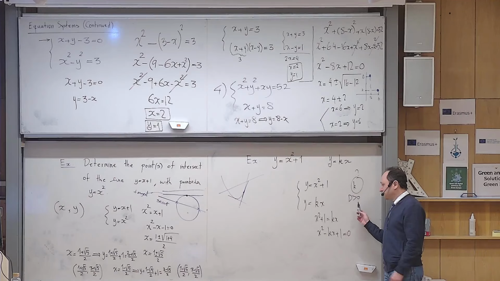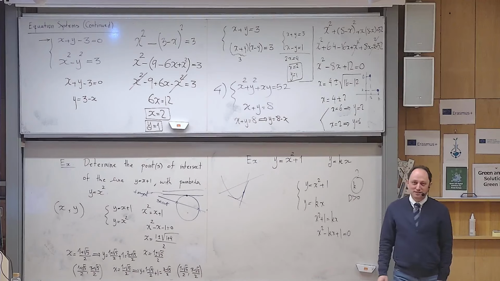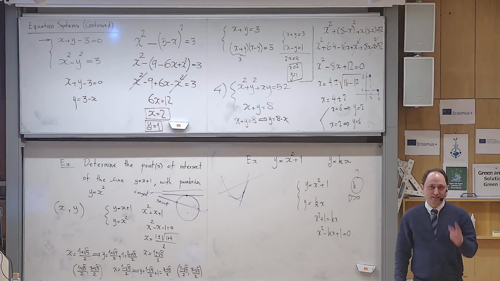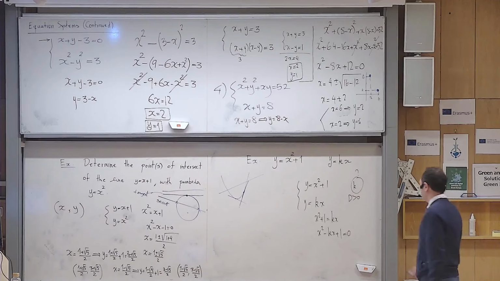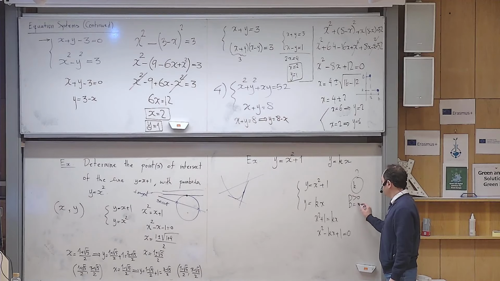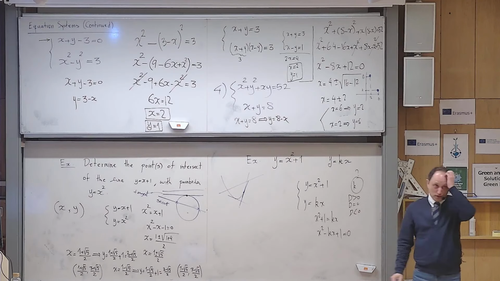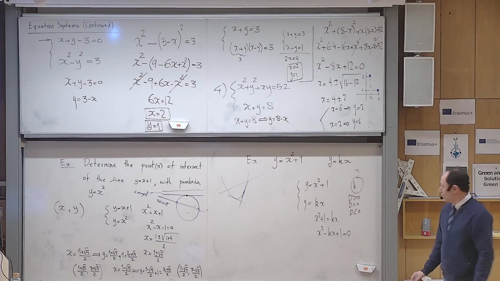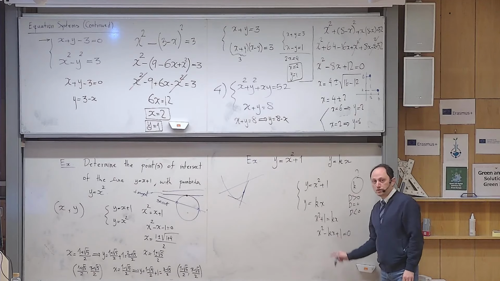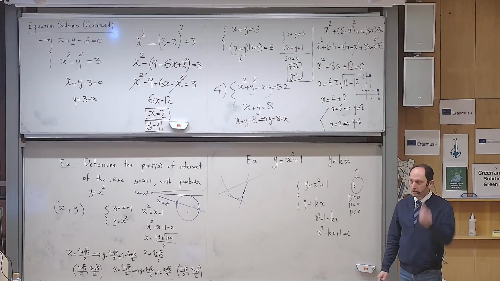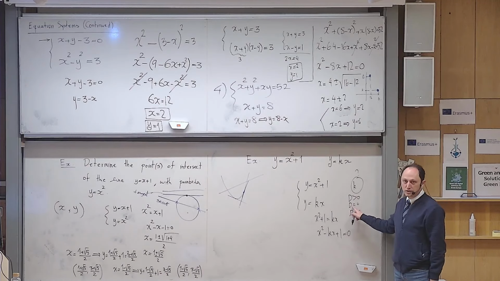Okay, so D greater than 0 means what? Two solutions. D equals 0 means one solution. D less than 0 is what? No solutions. I want to force my equation to have how many solutions? One solution. So I have to have the discriminant equal to 0.